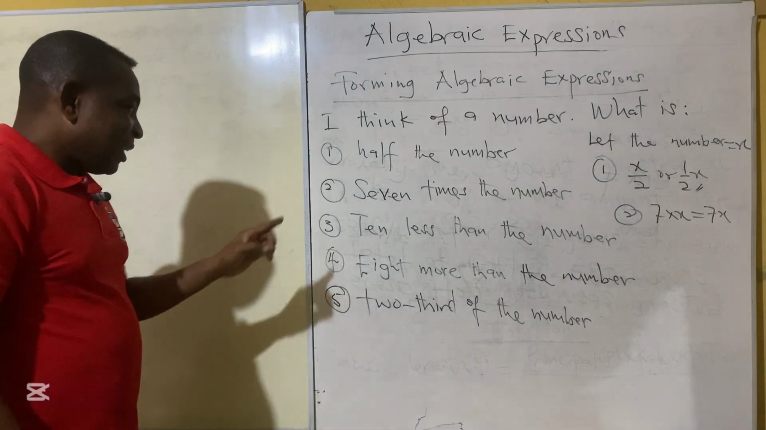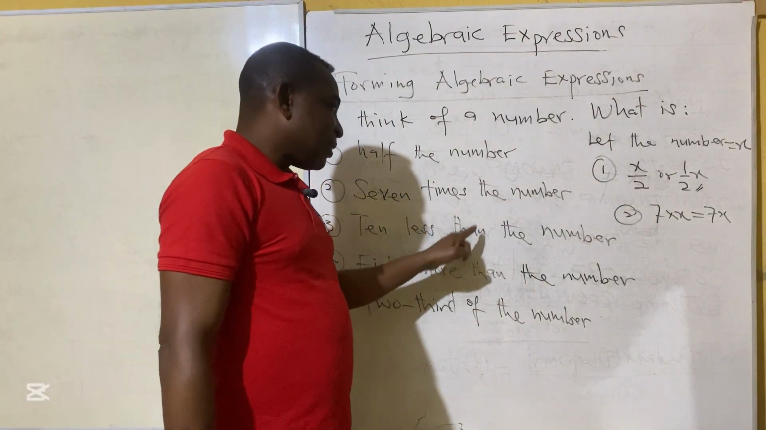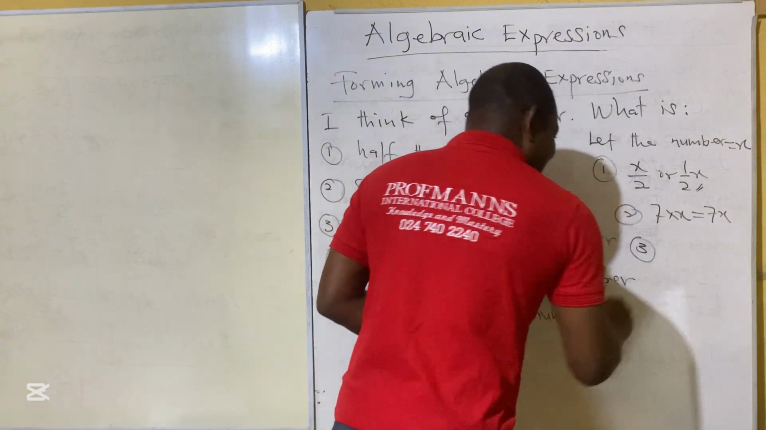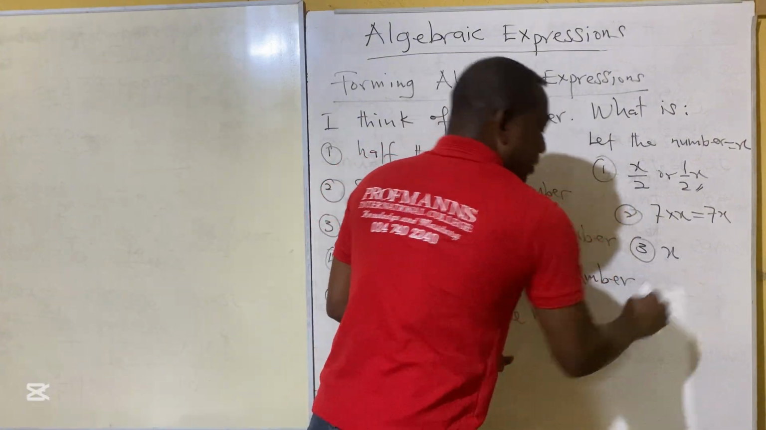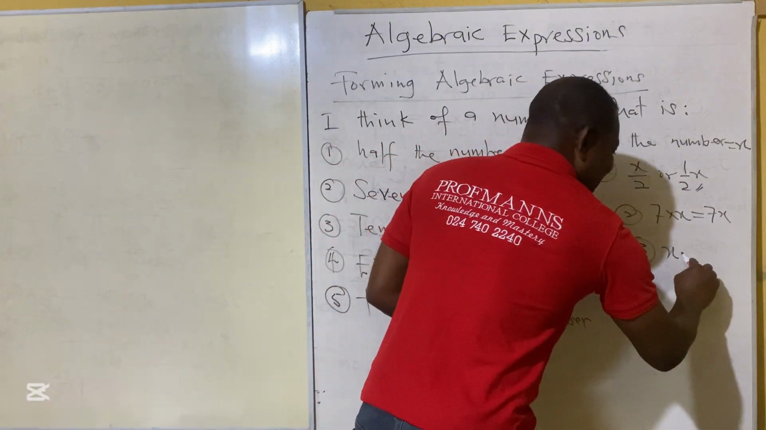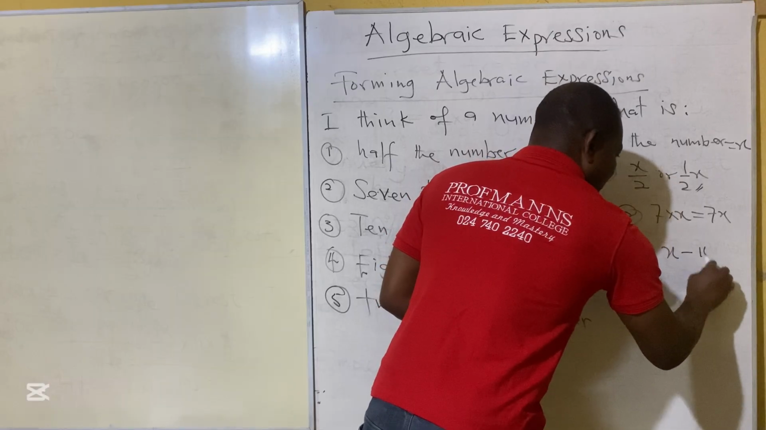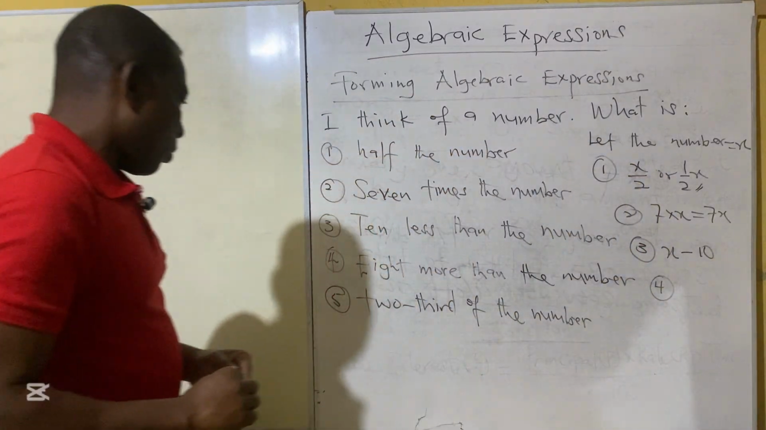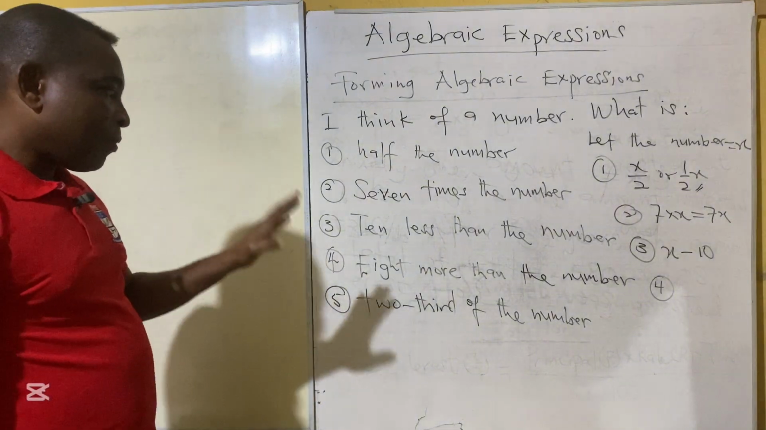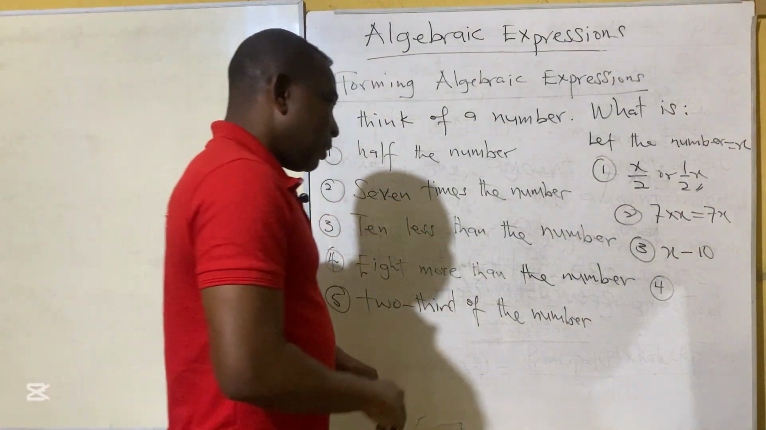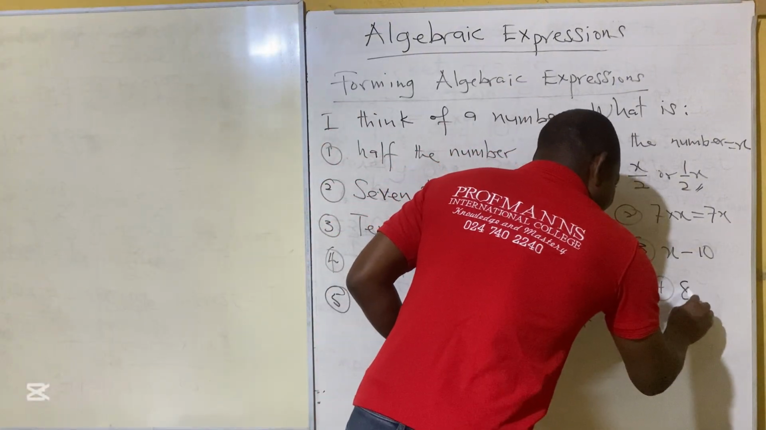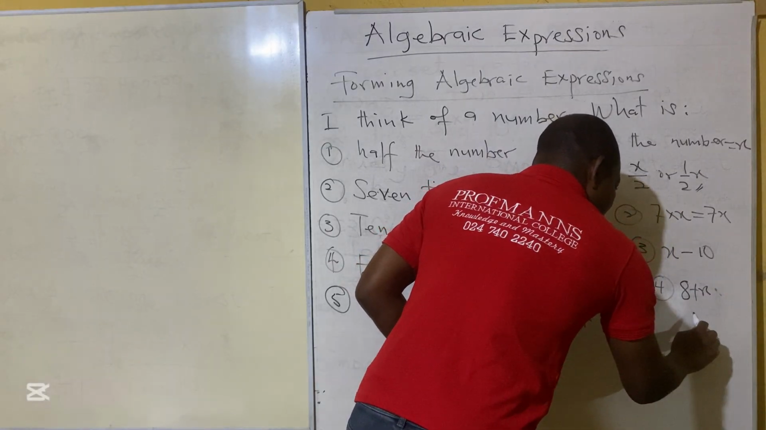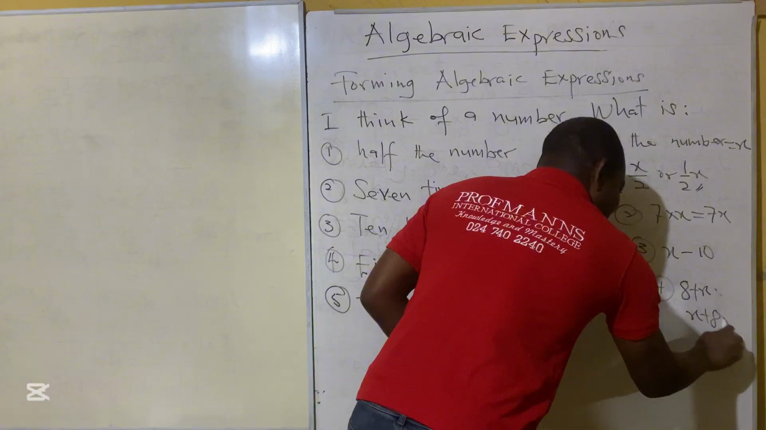Number 3, 10 less than the number. So the number is x. So 10 less than the number is x minus 10. Number 4, 8 more than the number. So it's either you say 8 plus x, or you say x plus 8.